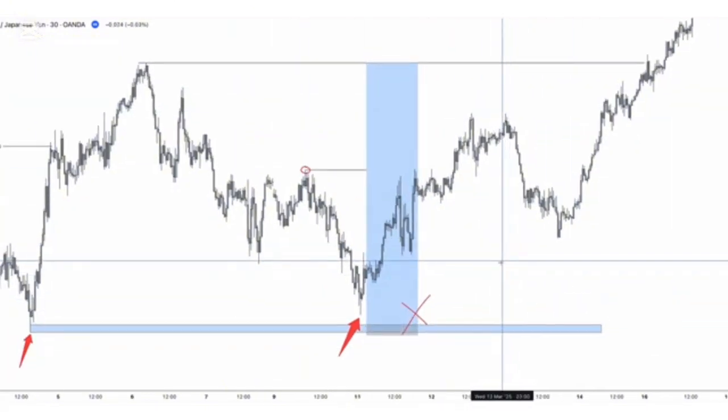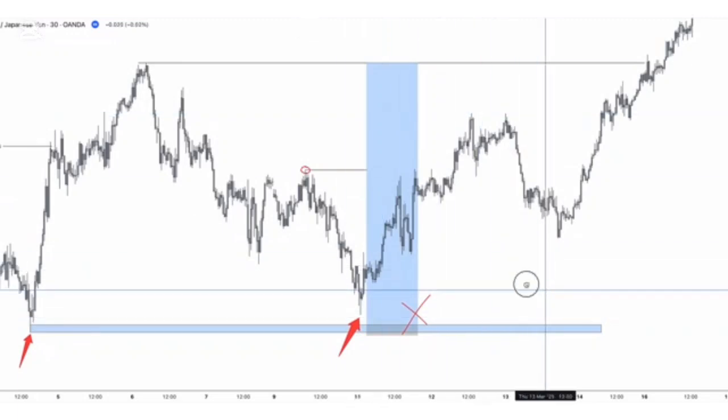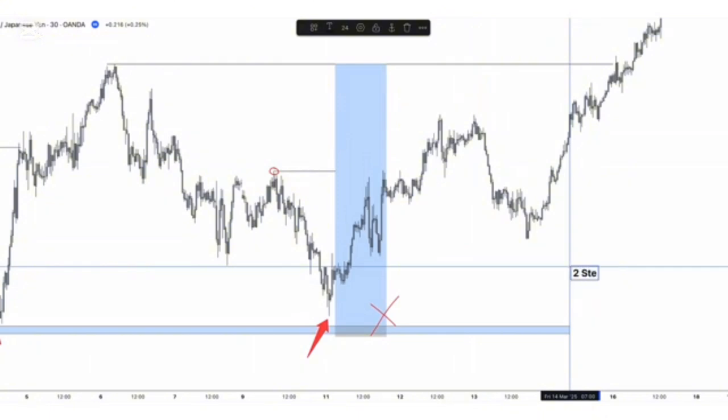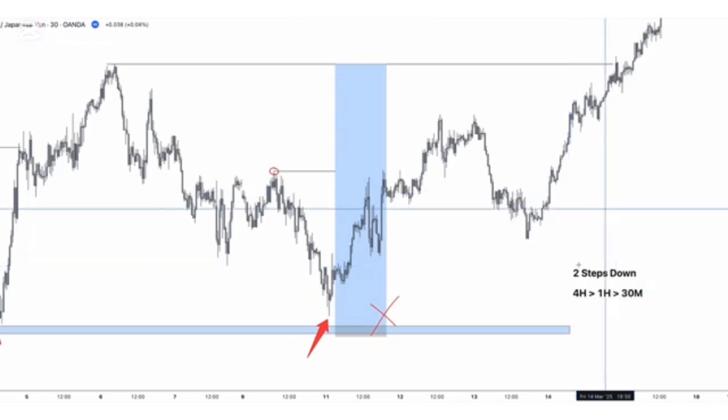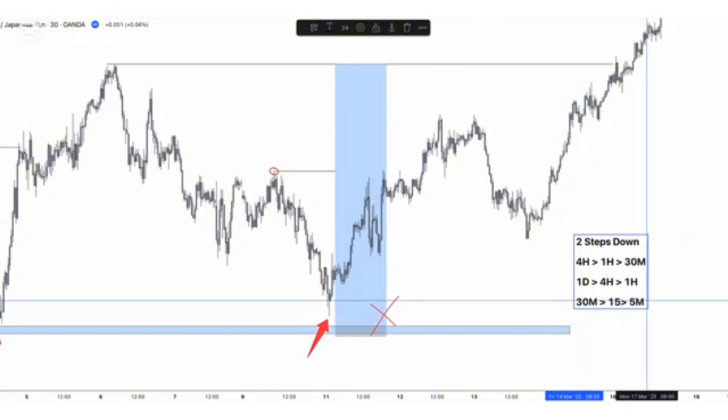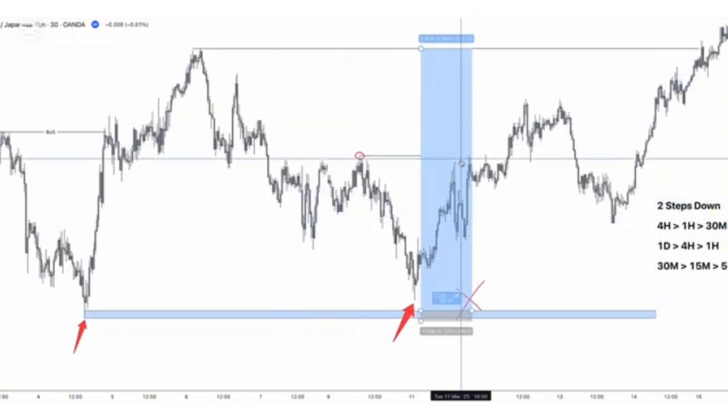Now, a simple rule that's good to follow to make sure you don't over-refine and end up missing out on all of your good trades is to go 2 steps down, okay? So 2 steps down simply means if we were on the 4-hour time frame, we could go to the 1-hour time frame, and at best we could go down to the 30-minute. If we were on the daily time frame, we could go to the 4-hour time frame and then maybe to the 1-hour time frame. If we were on the 30-minute time frame, we could go to the 15-minute and then potentially the 5, but we never really want to go too much lower than these, okay? So step down 2 default time frames.